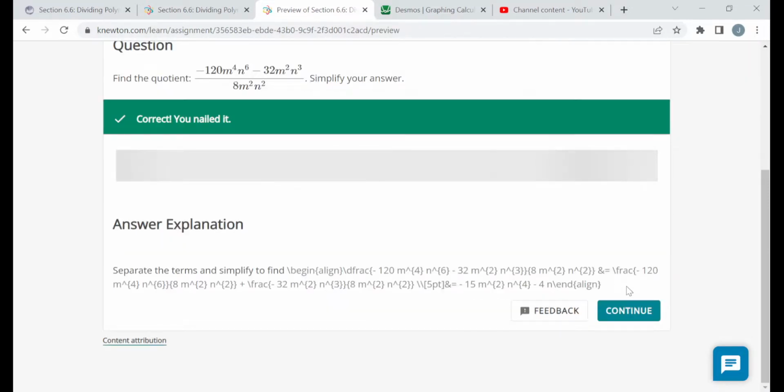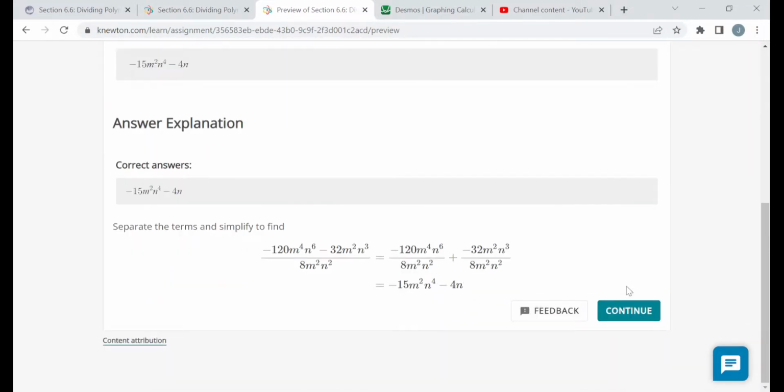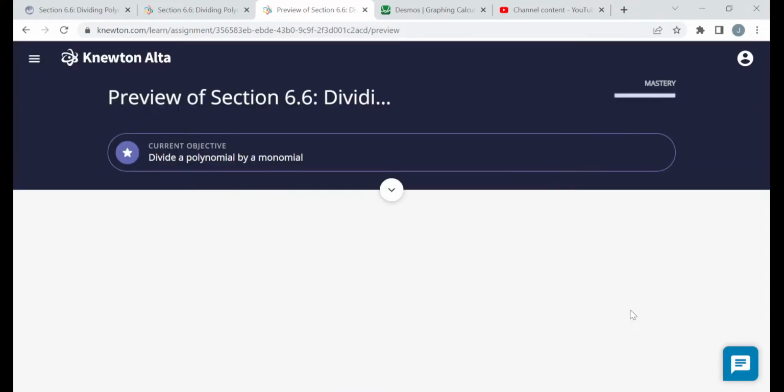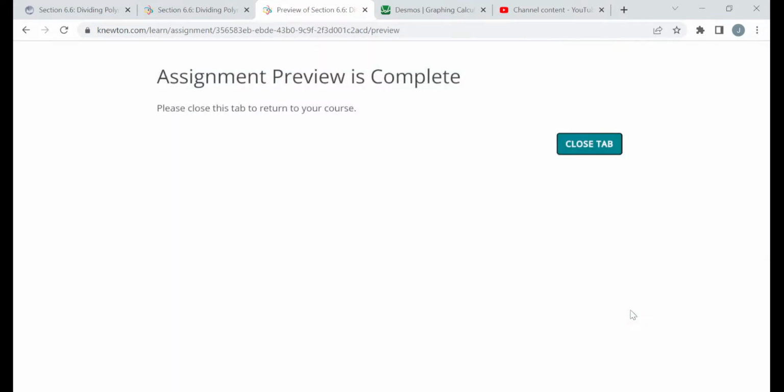Great. Alright, so again, hopefully it's simple enough. When you take a polynomial, something with multiple terms in the numerator, you can split it up into a sum of fractions where each term in the numerator is divided by the denominator, that common denominator. And then, of course, simplify afterwards. And that should be it for this preview version of this assignment.